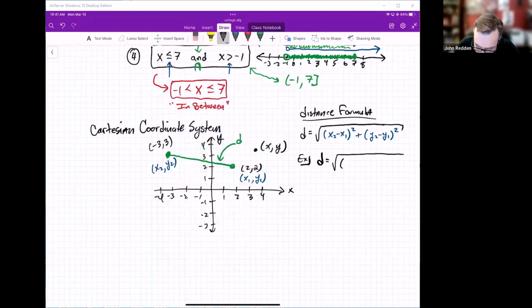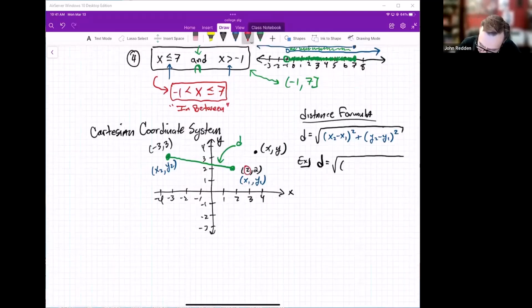So 2, 2 to negative 3, 3, say. Terrible example. Anyways, you take the difference in the x values. So here's my x values. I have a 2 and a negative 3, right? So when I take the difference in the x values, I'm looking at 2 minus negative 3. And then I'm going to have to square that plus the difference in the y values. So 2 minus 3. Now, when you're doing these, you got to be a little careful. It's easy to mess up the sign. So negative 3 is really plus. So this is 2 plus 3 squared. And then 2 minus 3 squared.